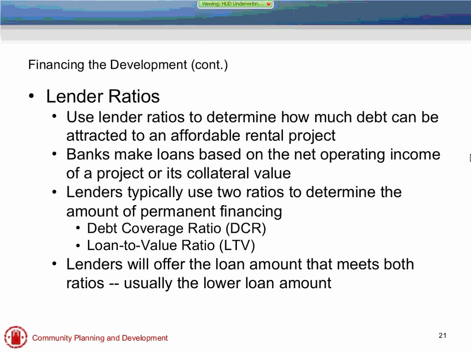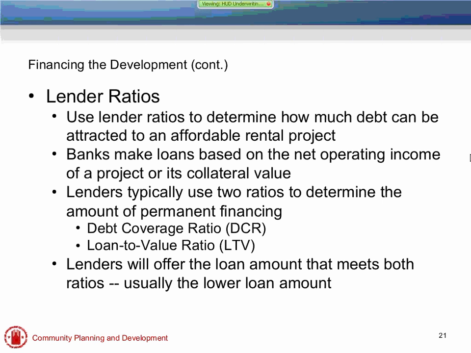And so there are two ratios that are used. One is what we call a debt coverage ratio, or sometimes a debt service coverage ratio. The other ratio that is the primary determinant of the loan amount is the loan-to-value ratio. Debt coverage ratio compares the amount of debt service on the property to the amount of income that's available to repay the debt service. The loan-to-value ratio compares the loan amount to the fair market value of the property.